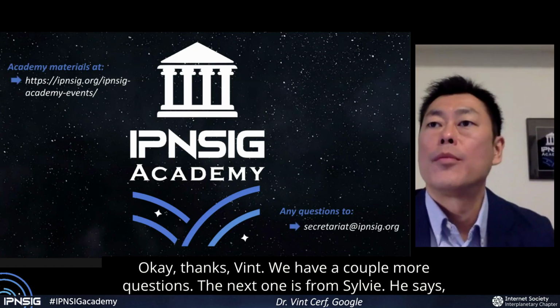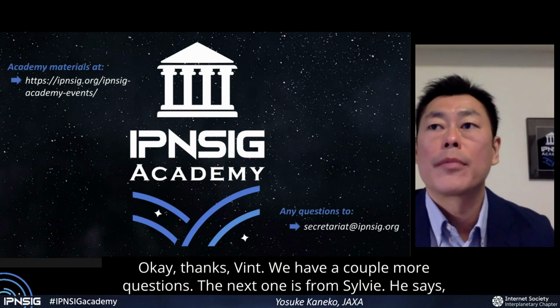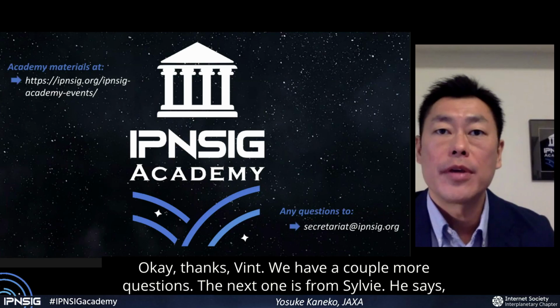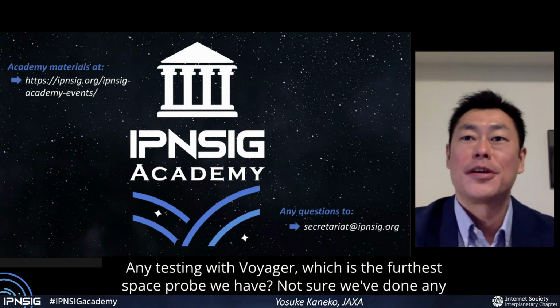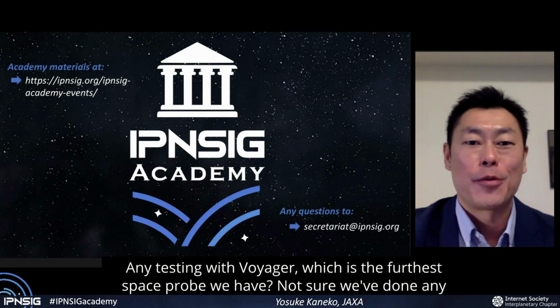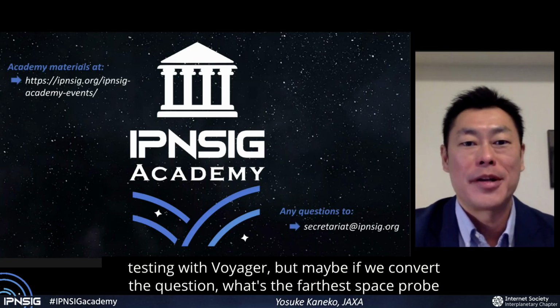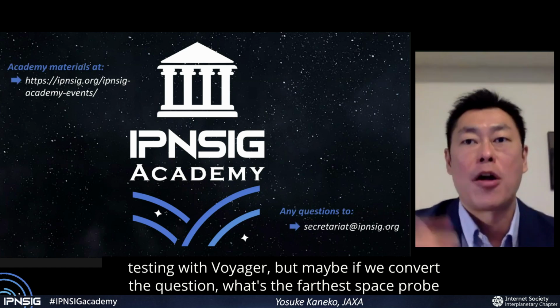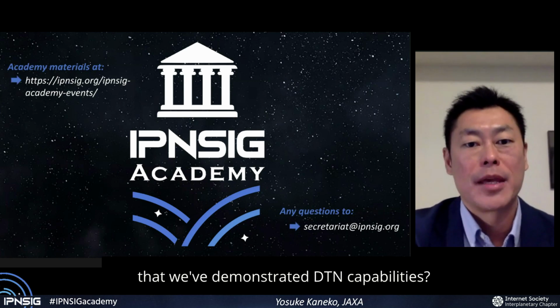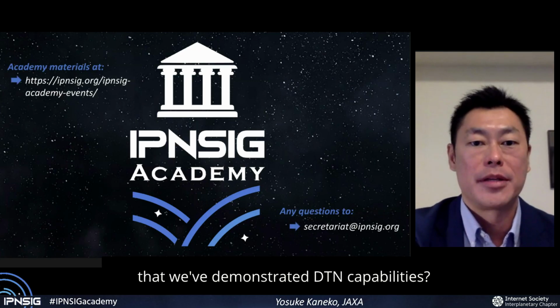Okay, thanks, Vint. We have a couple more questions. The next one is from Sylvie. He asks about any testing with Voyager, which is the furthest space probe we have. Not sure we've done any testing with Voyager, but maybe if we convert the question, what's the farthest space probe that we've demonstrated DTN capabilities with?